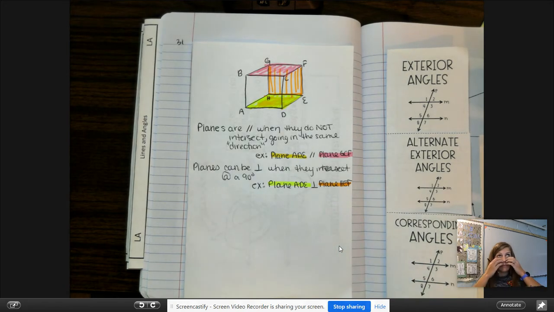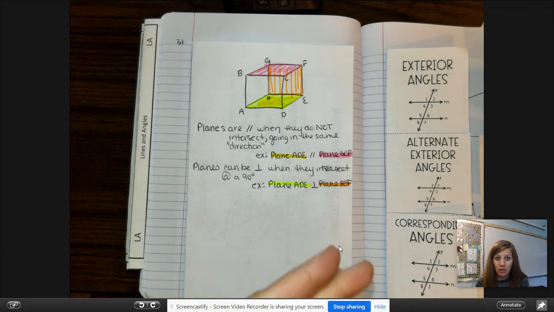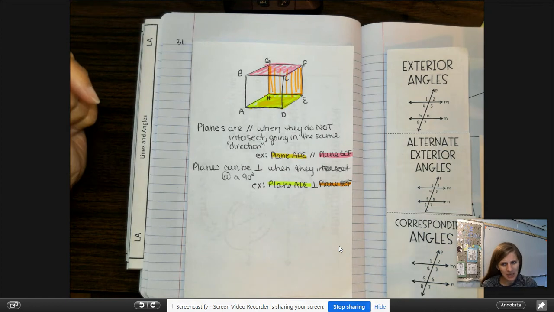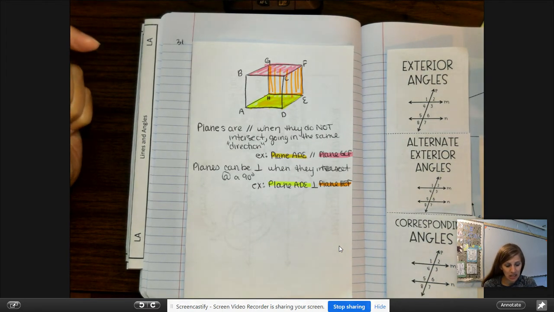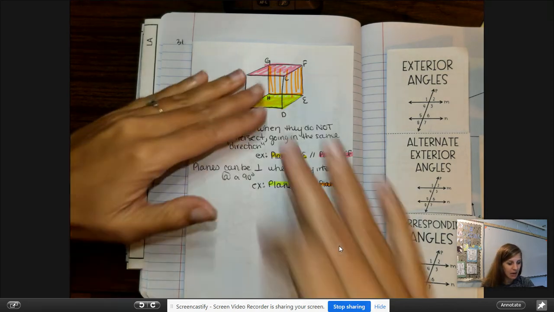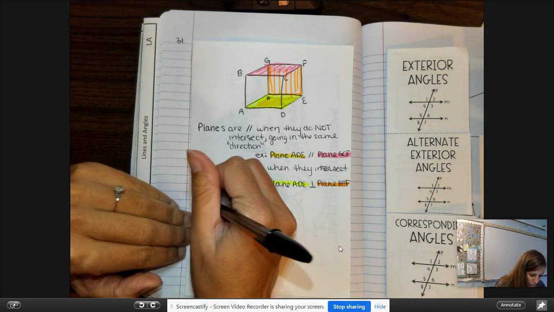Now, last but not least, we might be something that's called skew, which is like not parallel or perpendicular. So in this drawing here, you can't really see a skew thing. You could talk about a plane and a line being skew, and that would be a better example that I can show you in this picture.